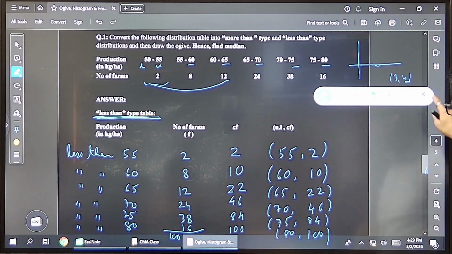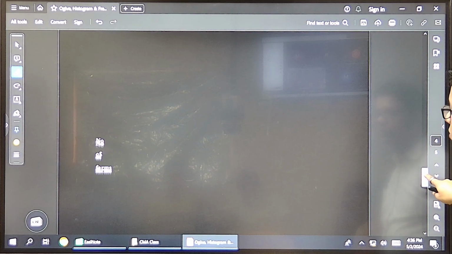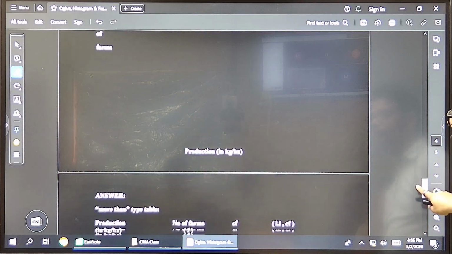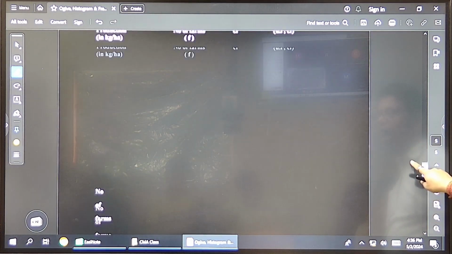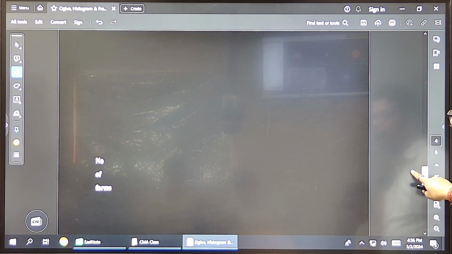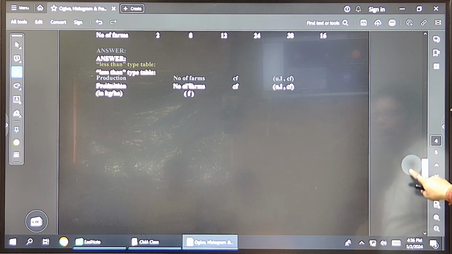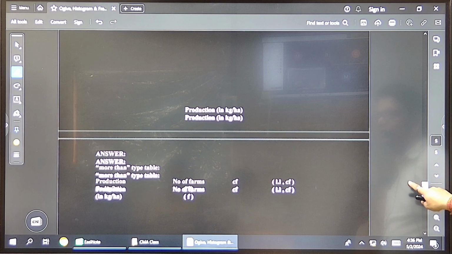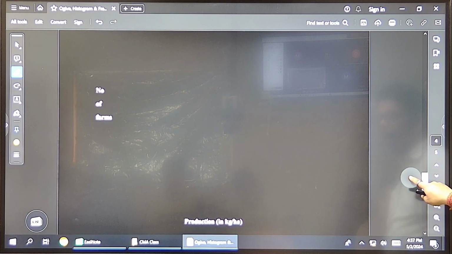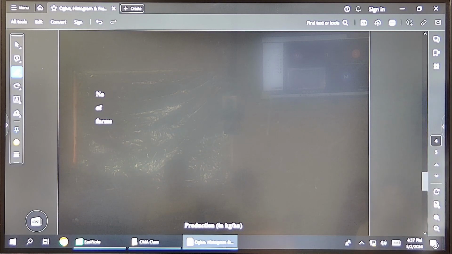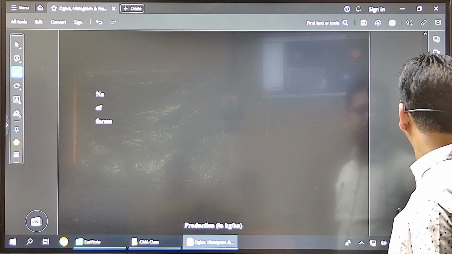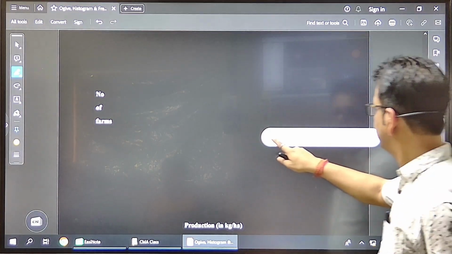Now let me go to the, so it got erased, right? Now let me go to the more than type table. Anyway, before this, let me show you the graph for this before I go to this. So I'm going to construct the graph. While doing the graph here, because the question is draw the ogive, you can also keep drawing.